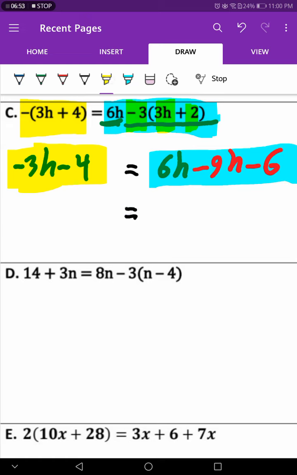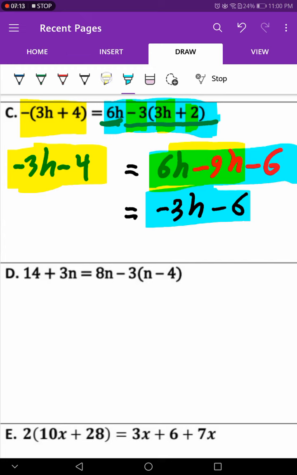I will combine the terms here. These are like terms on the same side, so combine them. They will be -3h, 6 - 9, that is -3h, and -3 on the right side. And on the left side, everything stays as it is.